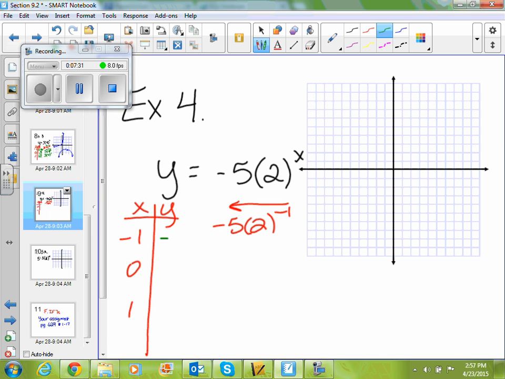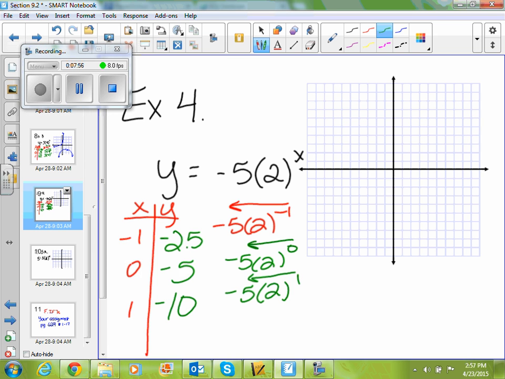0.5 times negative 5. Come on, guys, you have a calculator. Negative 2.5. Okay. If I plug in 0, I get negative 5 times 2 to the 0, negative 5. And if I plug in 1, negative 5 times 2 to the first, negative 10. Very good. So if I graph these, negative 1, negative 2.5, so back 1, down 2.5. 0, negative 5, so over 0, down 5. And 1, negative 10, so over 1, down 10.